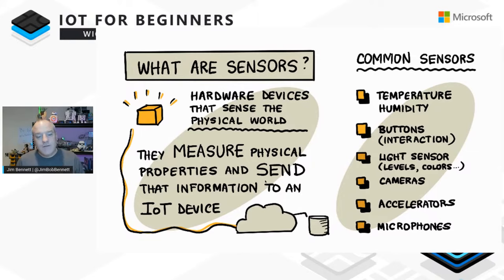And they measure physical properties and send that information to an IoT device. So the sensors are electronic versions of the senses that you have in your body. You can sense touch. You touch something, you can kind of feel what you're touching. Smell, taste, sight, hearing, your sense of balance, temperature sensors, all these things that you have in your body. This is your way of detecting properties of the physical world. And the various parts of your body convert that to electrical signals that get sent to your brain for processing.